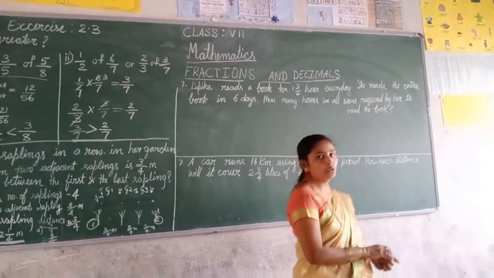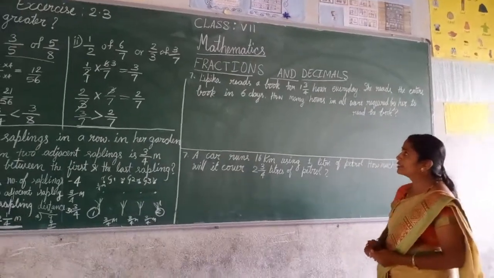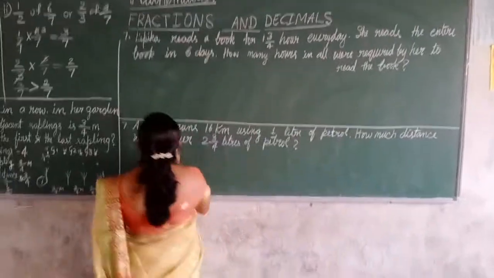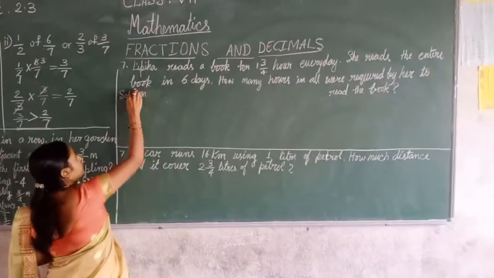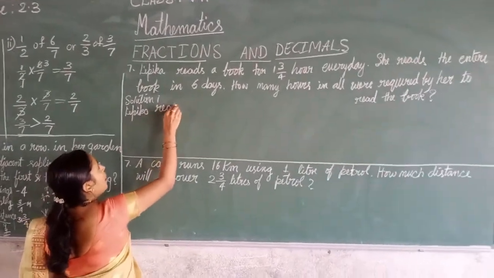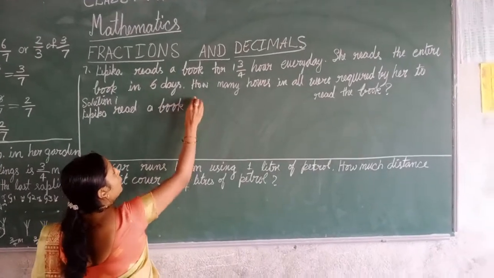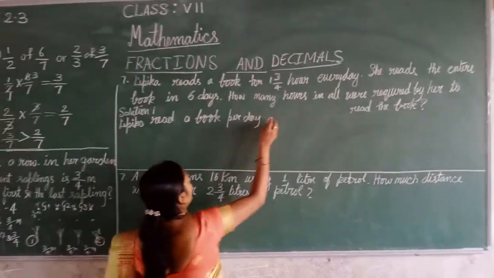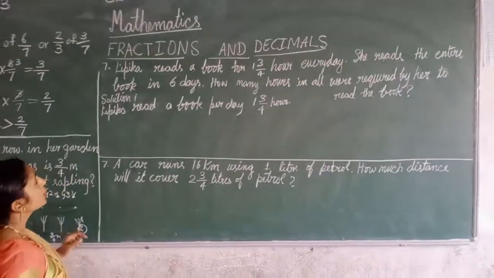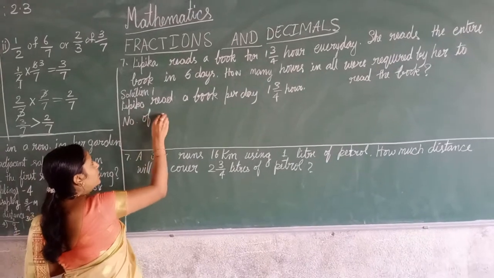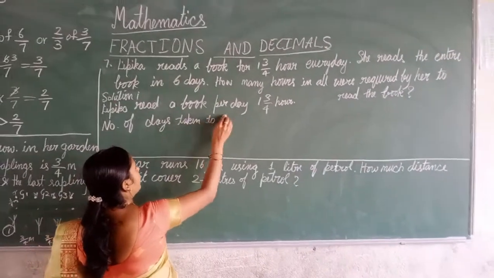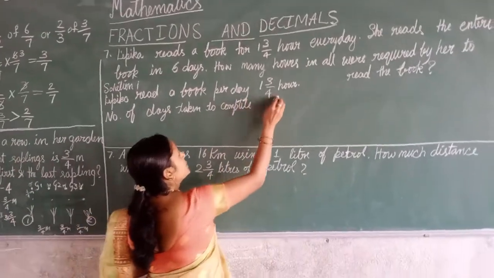Now let us switch to the 7th question. In the 7th question, Litika reads a book for 3 upon 4 hour every day. Solution: how to find out? First you have to take down the given things. Litika reads a book per day, that is every day. Per day, how much does she read? 3 upon 4 hour. Then she reads the entire book in 6 days. That is the number of days taken to complete the entire book. So she has taken 6 days.